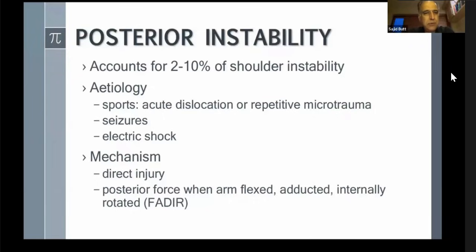It's an uncommon condition in sportsmen, in patients who have got a history of epilepsy and seizures, patients with electric shock, patients with brain abscess having spasms and seizures for whatever reason. It's a direct injury, or it happens when the patients have got a posteriorly directed force, which happens when the arm is flexed, adducted, and internally rotated. So not only fall on the outstretched hand, which we saw earlier, but in this sort of flexion, adduction, internal rotation with a posterior movement, and the shoulder just goes back.